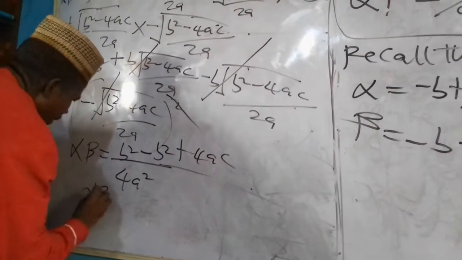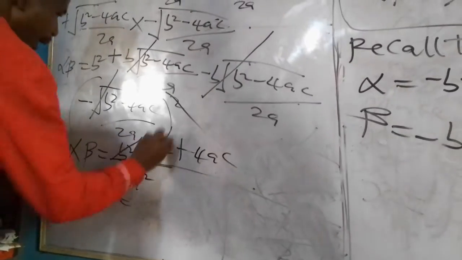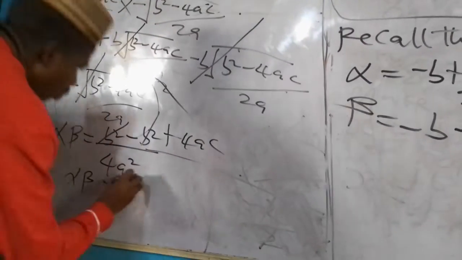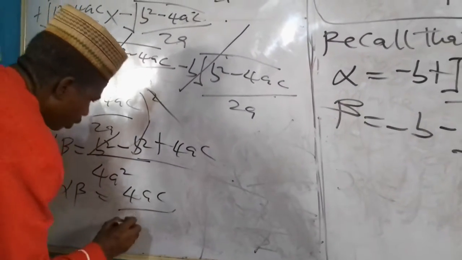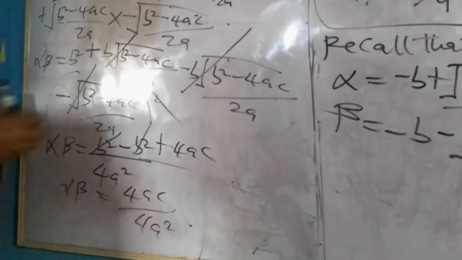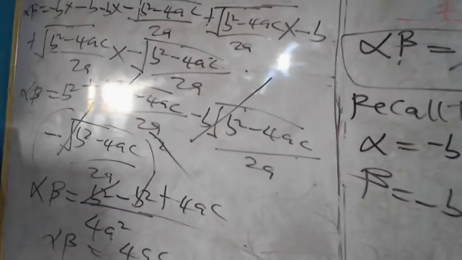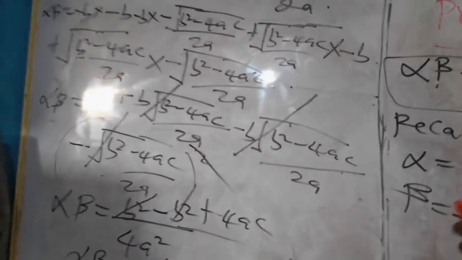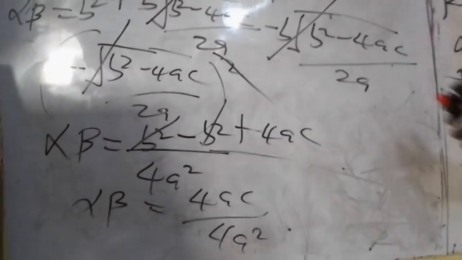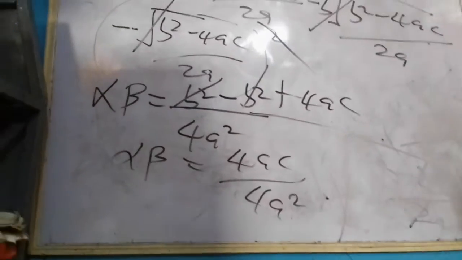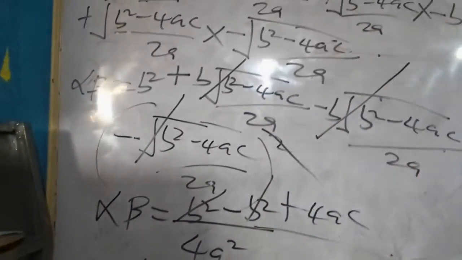We now have alpha beta equal to B squared, which can cancel B squared, that's 0. What do we have? We have 4AC all over 4A squared. That is what we have: 4AC all over 4A squared.